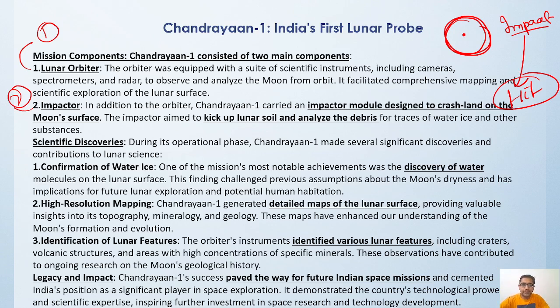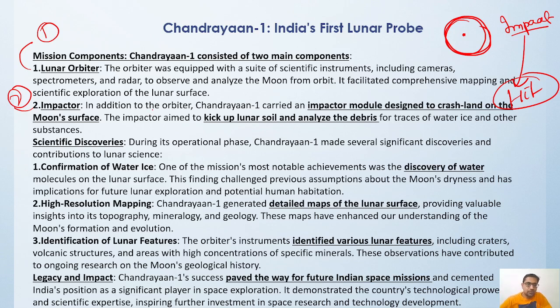So the impactor was a module designed to crash land on the moon. We wanted to make such a hard impact on the moon so that the soil gets kicked up and we will be able to analyze the debris for any traces of water ice or any other substance. So the main objective of that impactor was to hit the surface of the moon so hard that some lunar soil gets kicked up, and the impactor will be able to analyze the debris regarding traces of water.